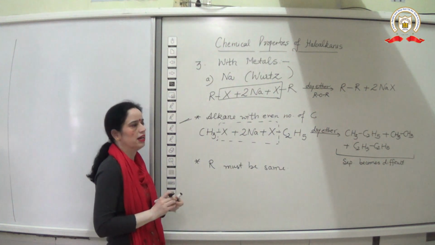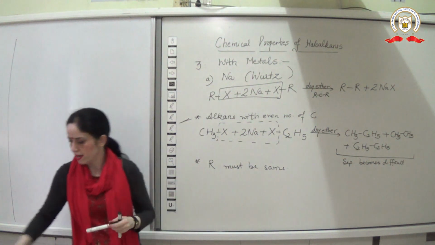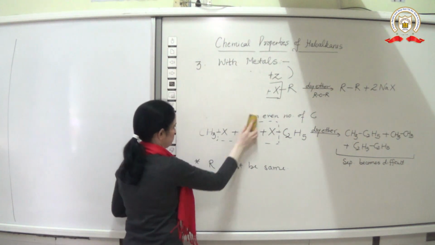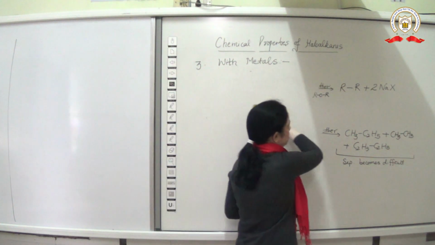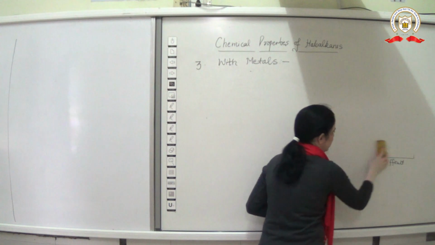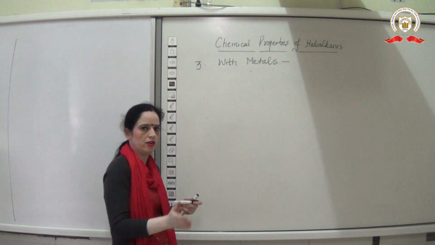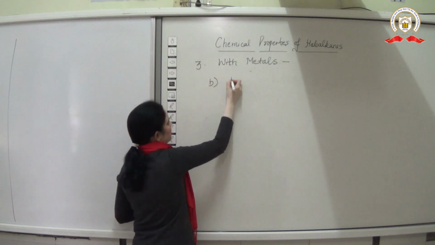Now let's move to the other metal. The other metal is Mg, magnesium. Magnesium reacts with haloalkane and we are going to get the organometallic compound.